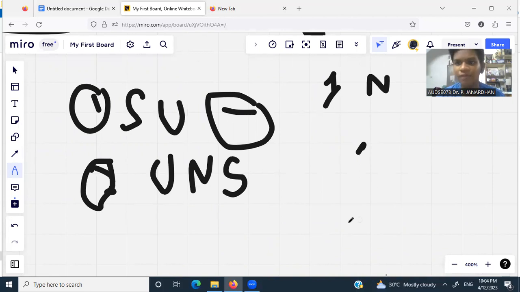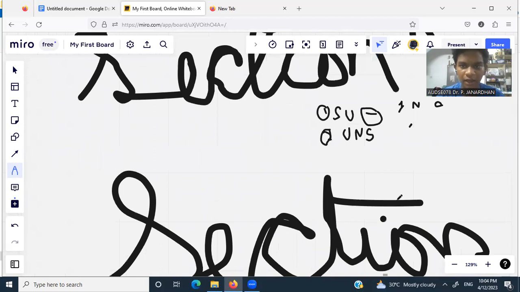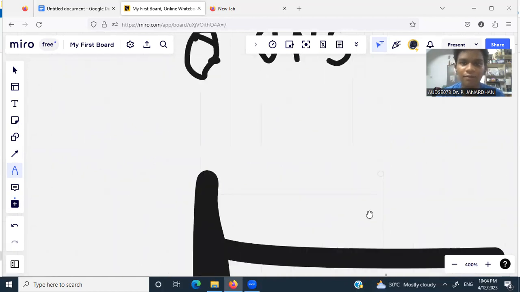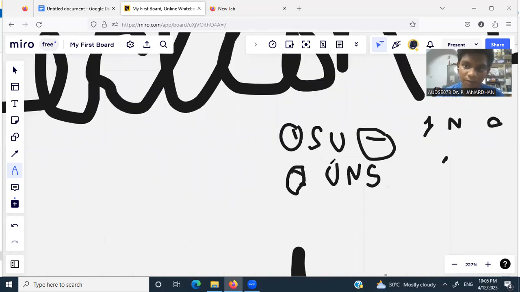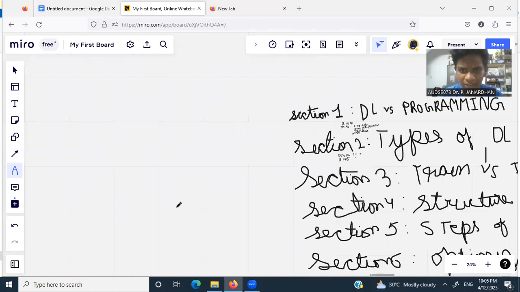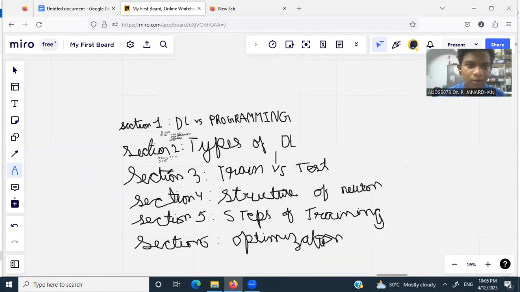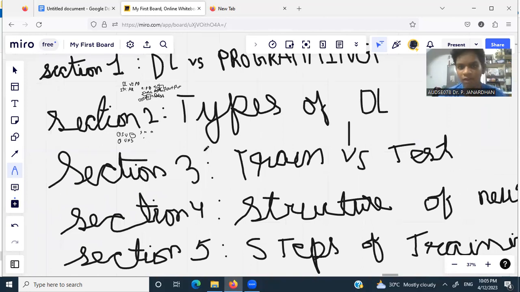In supervised learning, you have inputs and outputs, right? So that's it. There is a further division in supervised learning, and we'll learn that in the next video, maybe.